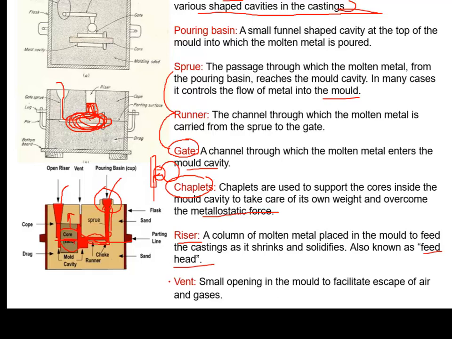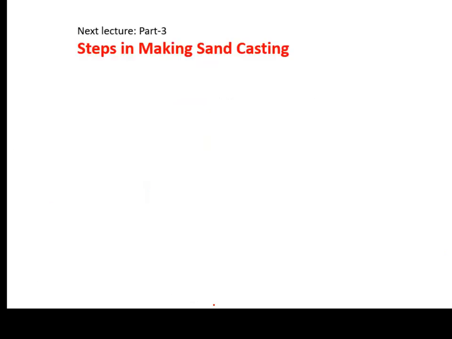The next is the vent. A vent is required to facilitate the escape of air or gases. So these are all the components used in making a sand mold, or used to make a product from the metal casting process.